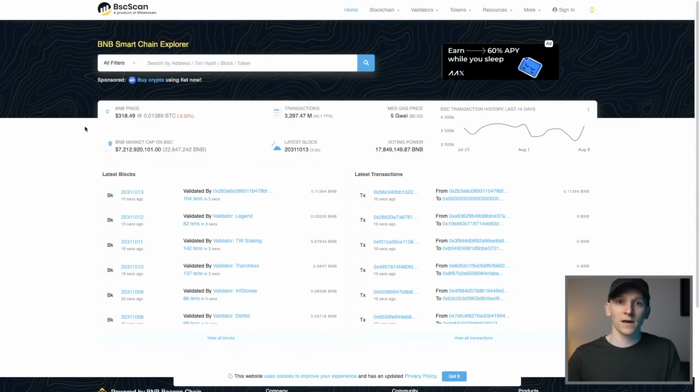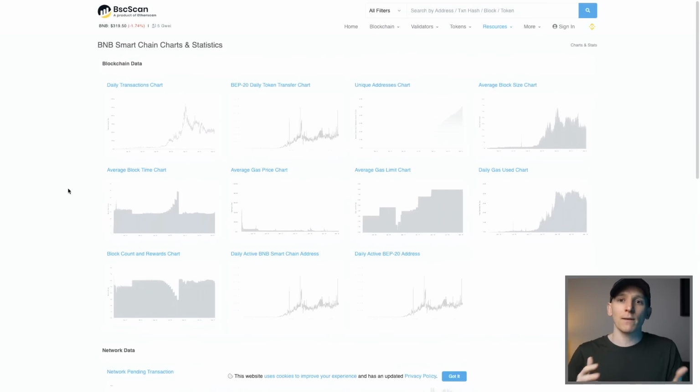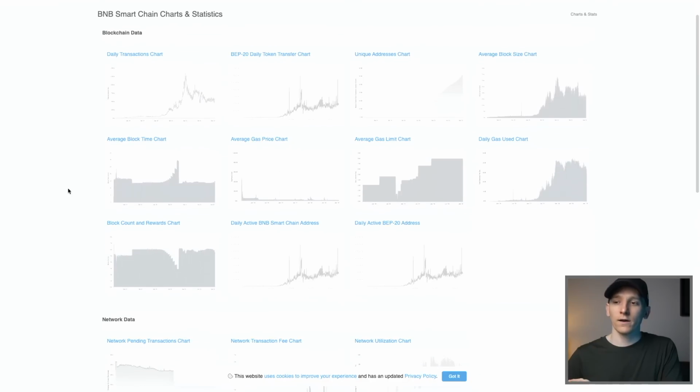So Binance Smart Chain has almost exactly the same thing. You can go to resources, charts and stats, and then see all of the stats here. If it's an EVM type blockchain like Avalanche, Binance Smart Chain, things like that, they'll also all have this kind of layout, and you can see actually fundamentally, like, are people using this? And that will obviously be great as a resource for you.